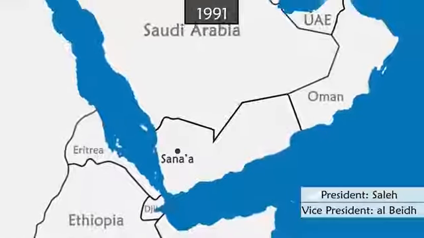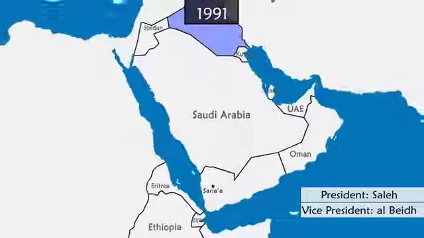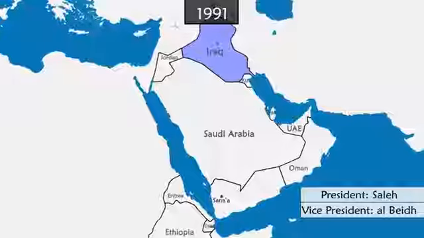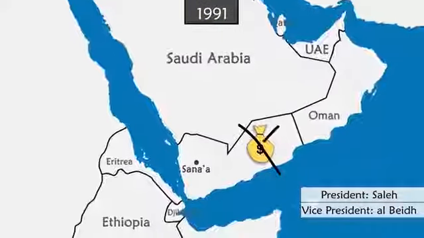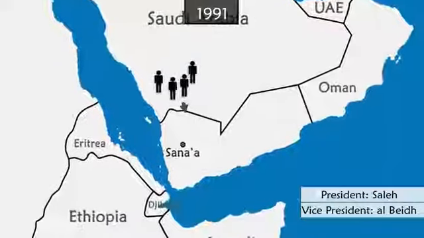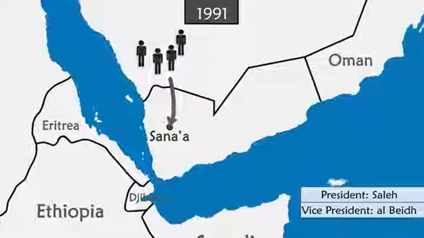Soon after independence, the country takes a stand against intervention in Iraq during the Gulf War. In response, the West and Arab countries cut off its financial support. Saudi Arabia, meanwhile, harasses the many Yemeni workers on its territory.